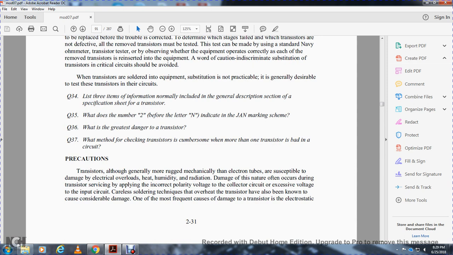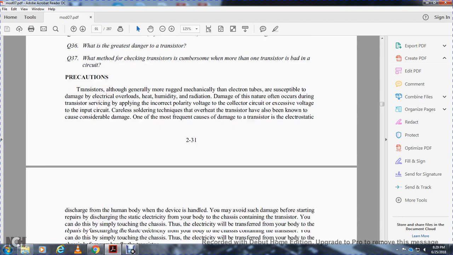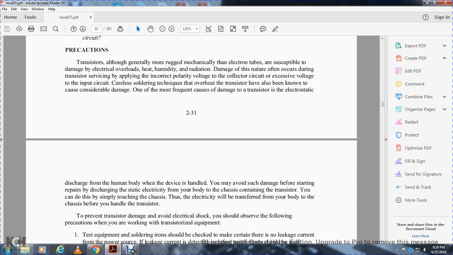Precautions: transistors, although generally more rugged mechanically than electron tubes, are susceptible to damage from electrical overload, heat, humidity, and radiation. Damage often occurs in transistor circuits from incorrect polarity of the collector circuit voltage, excessive voltage in the input circuit, or careless soldering technique. Overheating of the transistor has also been known to cause considerable damage. One of the most frequent causes of damage to the transistor is electrostatic discharge from the human body when the device is handled.